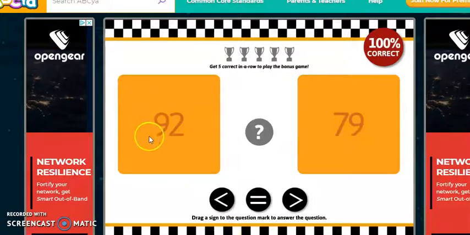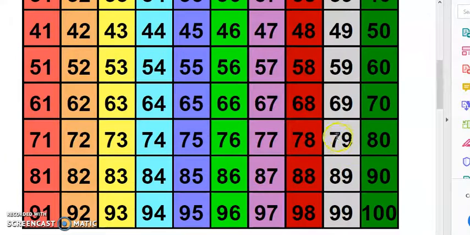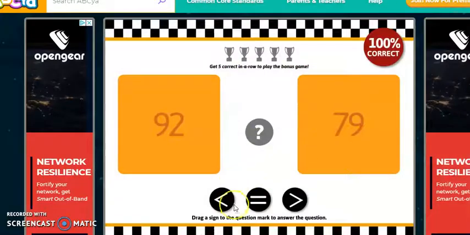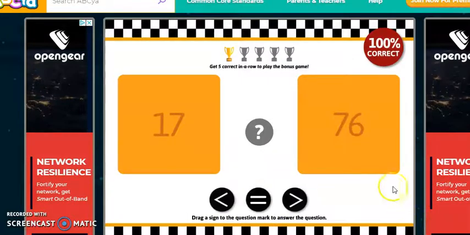That's great. 9 is greater, so that means 92 is bigger than 79. And I'm going to go ahead and check on my chart. So 79 is around here, and 92 is around here. So that is correct. 92 is the greater number. So I'm going to use the alligator right here. There we go. 92 is greater than 79.